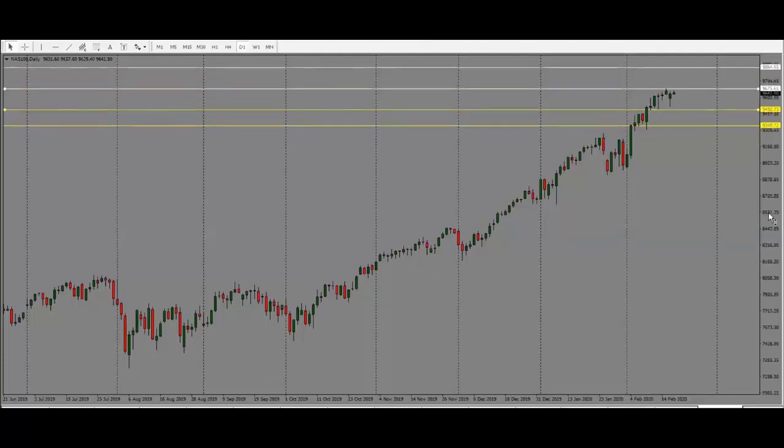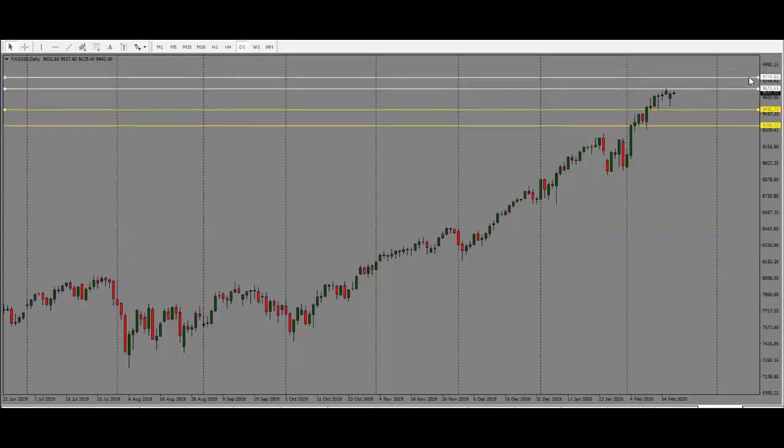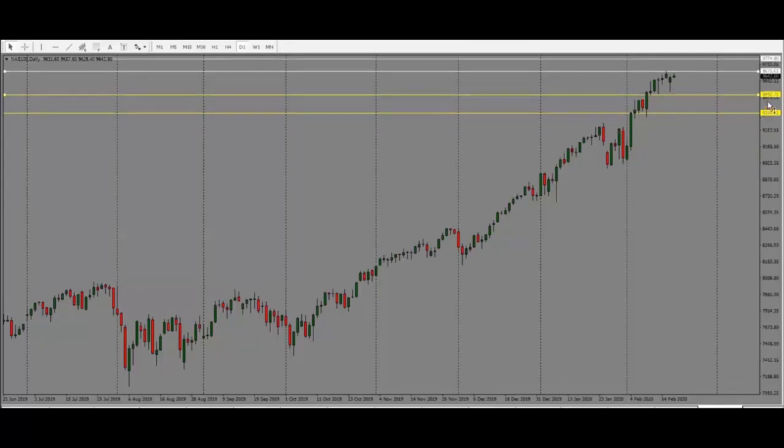Otherwise, we are looking at 97.50 here as the next target. So for now, bias is bullish, and we just have to see how it reacts to the high. If it holds below, like I said, I will look for a drop, potentially back towards 95.00. But if it goes through, we're looking at 97.50 or 97.80 as the next target for NASDAQ.